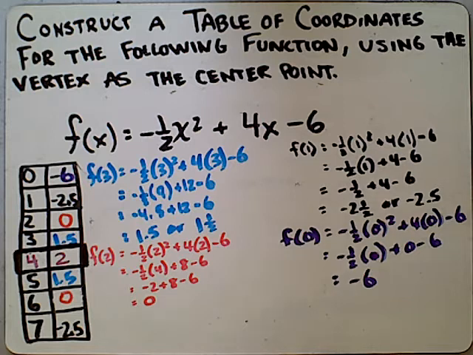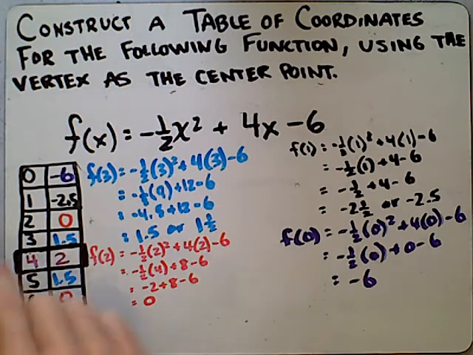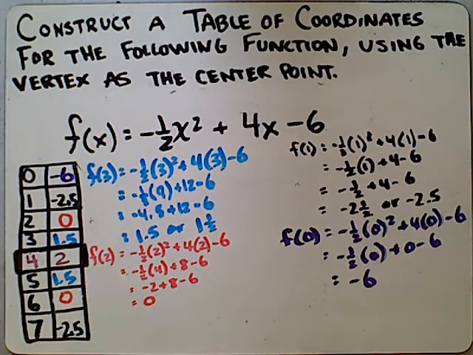The first thing we want to do is take our vertex from the previous question. If you watch the previous video, look at the previous example, we determined the vertex to be 4, 2. If you're not sure how we got to 4, 2, go back to that video, watch that again, make sure you understand how we got there, because that will be the center of our table. So I put this coordinate here.